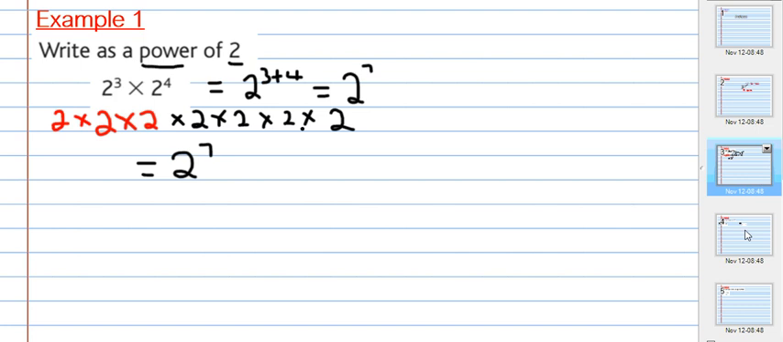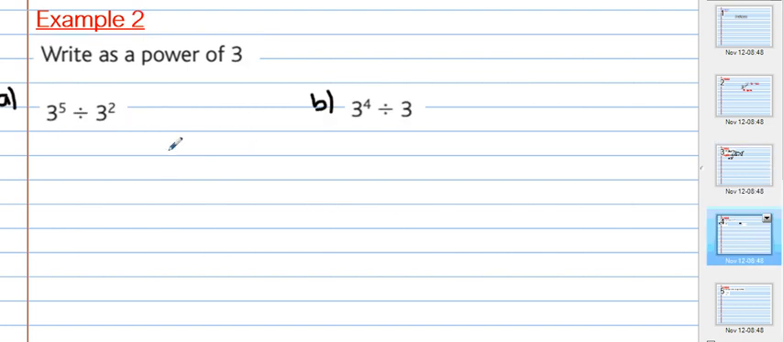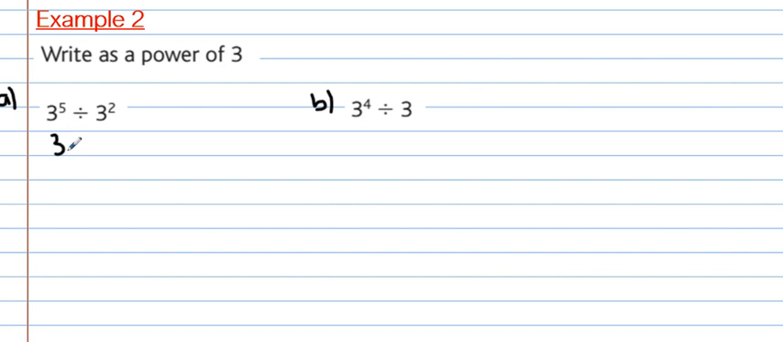Now let's try the second example. It says write as a single power of 3. So we have 3 to the power of 5, so we're going to multiply 3 by itself 5 times. Then we divide everything by 3 to the power of 2. So 3 squared, so 3 times 3.